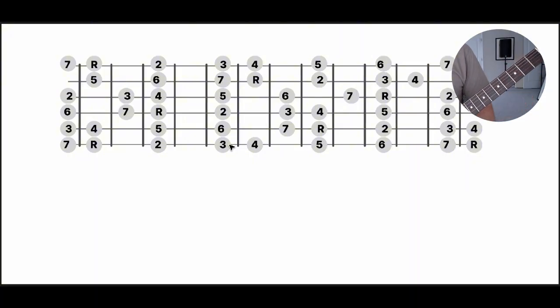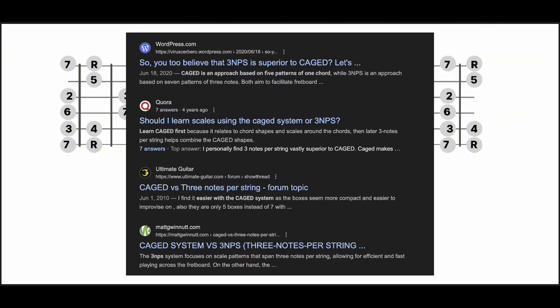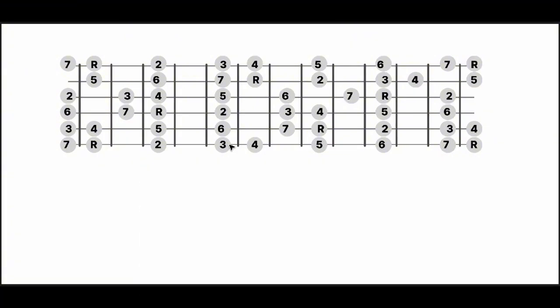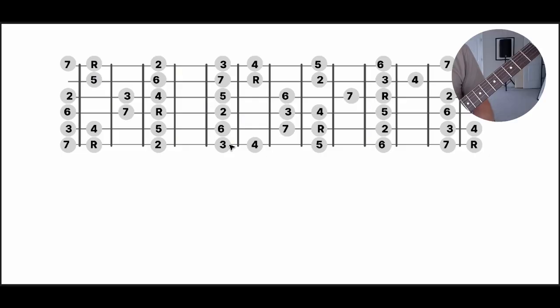Some people like to argue about which one is better. It's best to know both, because once you've internalized one way, it's fairly trivial to internalize the other. And it's good to learn both too, because it offers different ways to move around the neck. 3 NPS is great because you can play pretty fast stuff when you know that it's always going to be 3 notes per string if you want to do runs like that.